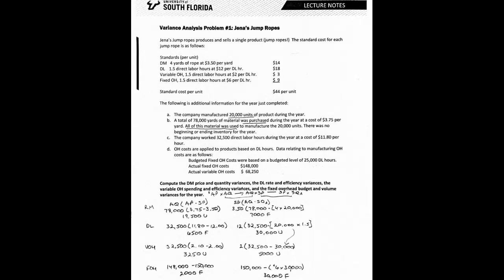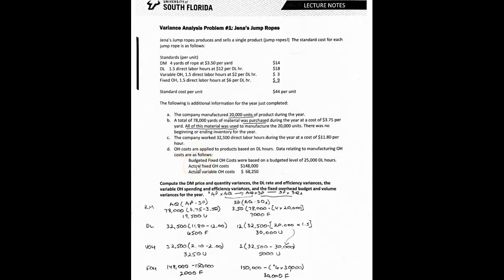Okay, this is a brief video on the solution for Jenna's jump rope, which is a real clean problem for figuring out variance. A good one to learn from. So the first thing that we have here is data where the standards are all given together here. All right, and then all of the additional information contains your actual costs.